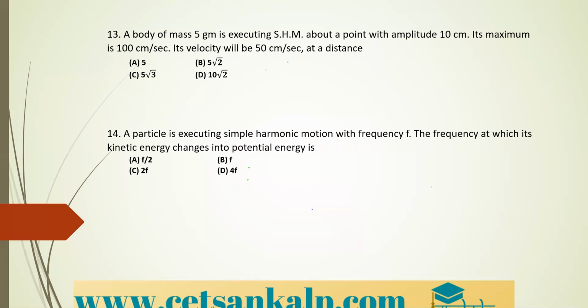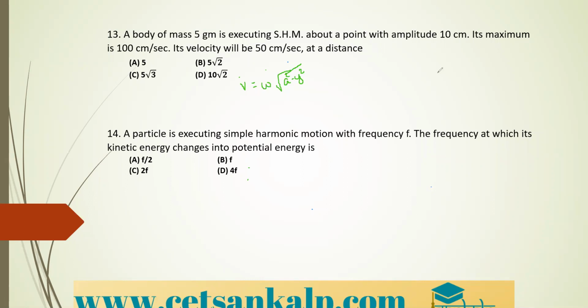We need to calculate the distance here. We can calculate the distance by using the formula. Here you see this. Speed or velocity is equal to omega root of a square minus y square. To calculate distance, we can use this formula. Here, y value we need to calculate. But amplitude they have given. Omega also they have given. V value we need to calculate. So how we can do this?